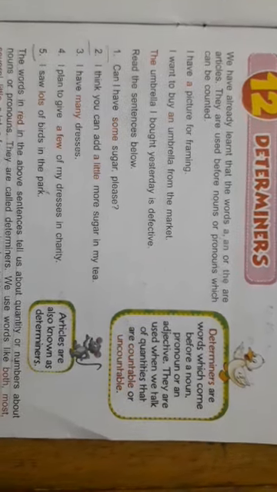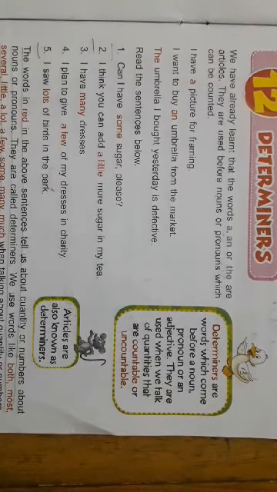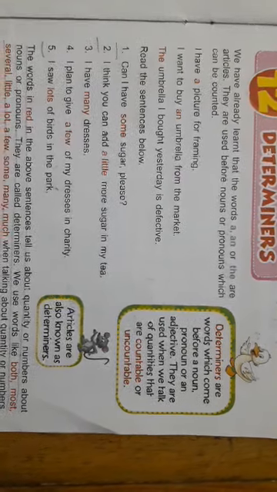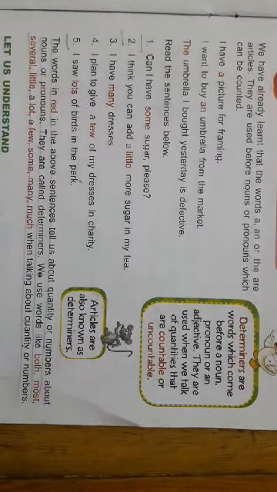We have some more examples, like statement 1 is, can I have some sugar please? I think you can add a little more sugar in my tea. I have many dresses. I plan to give a few of my dresses in charity. I saw lots of birds in the park. All these words in red tell us quantity or numbers about nouns or pronouns.